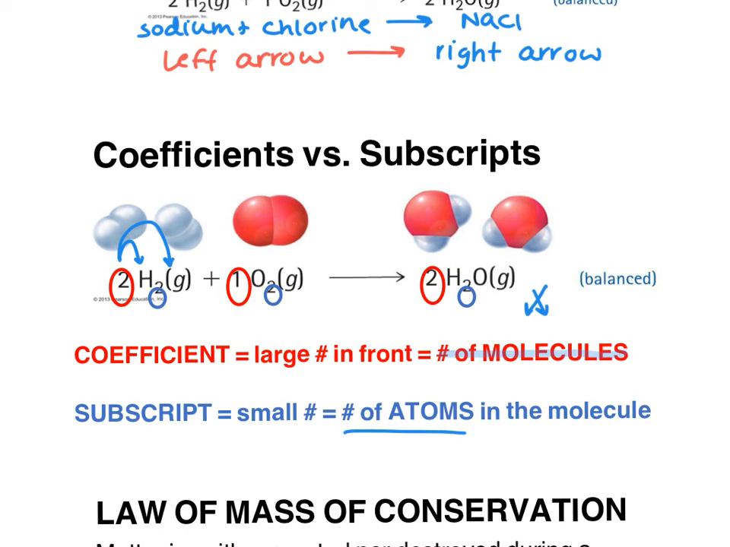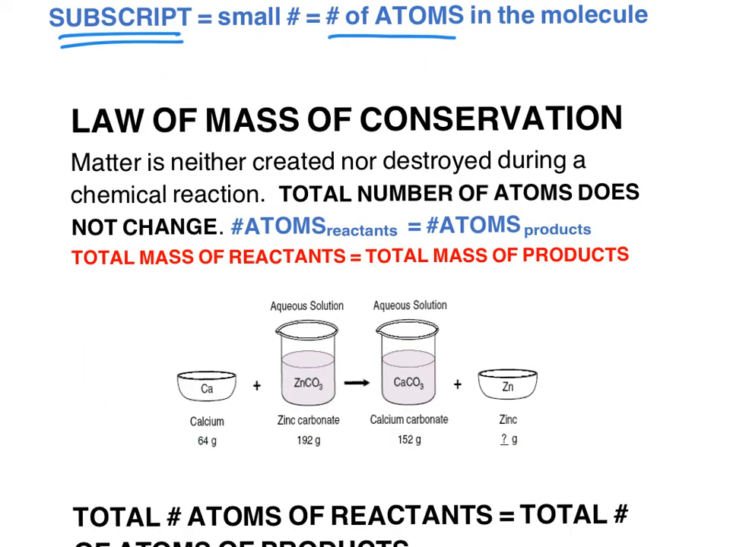Balancing is always going to be used with coefficients. You will never change a subscript when you're balancing your different equations. The law of conservation of mass is an extremely important concept you need to understand and the reason why we balance. Matter cannot be created or destroyed during a chemical reaction.